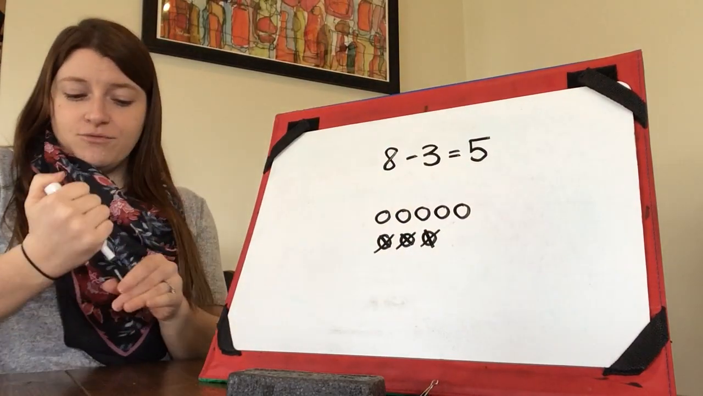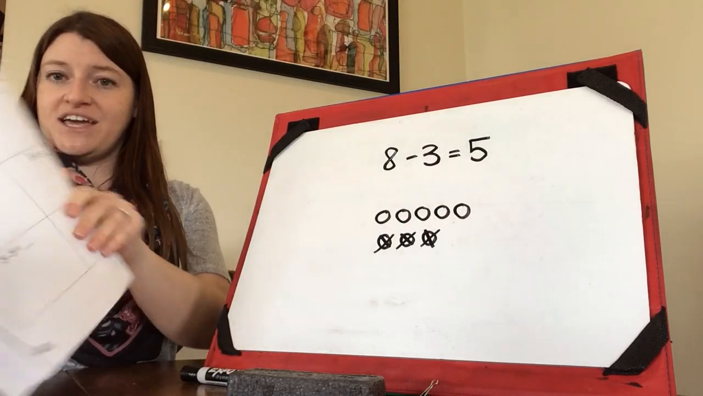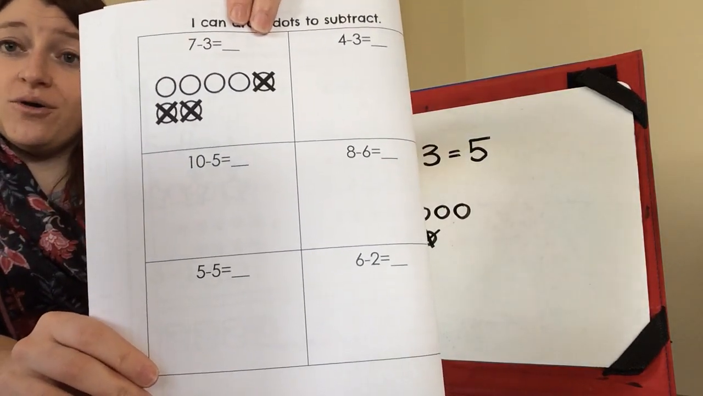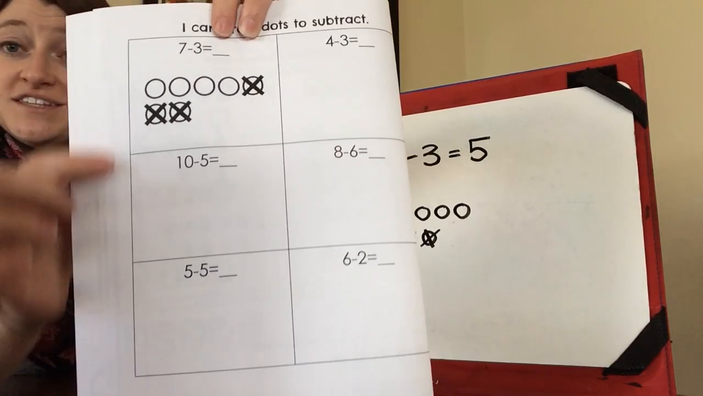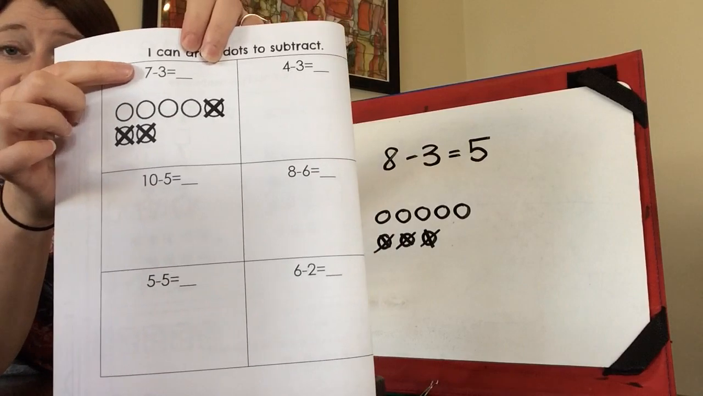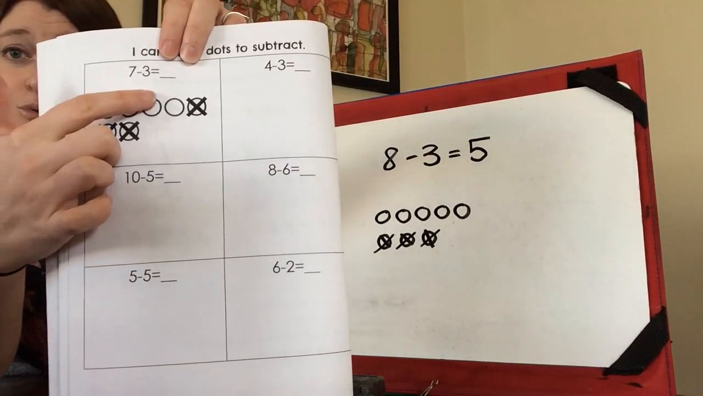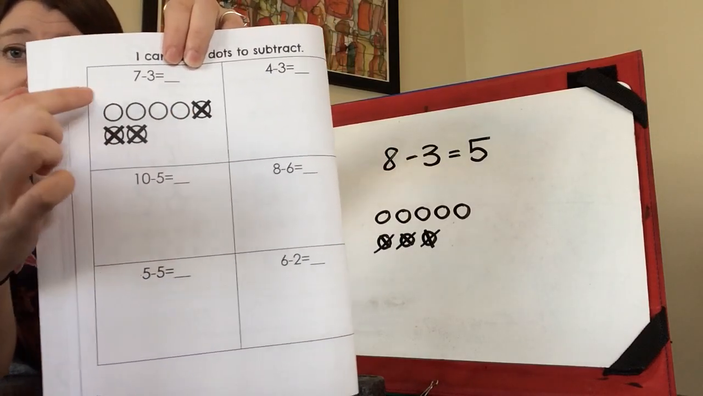Today, your practice in your workbook is on page 9. And on page 9, you're going to have that chance to practice drawing dots and crossing off to show subtraction and to help you solve a subtraction problem. So there's an example there for you. You can see that they started by drawing 7 dots, and then they crossed off 3 dots. And left, there's 4 dots.